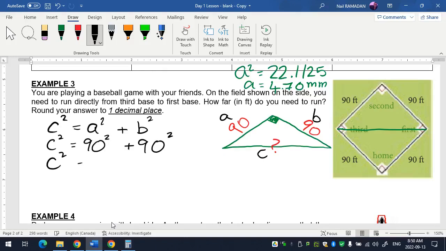So C squared equals, what's 90 squared? Well, that's easy. Forget about the zero. Well, don't forget about it. Just let it go for now. 9 times 9 is 81, so it's 81 with two zeros. So it's 8,100. Plus another 8,100. I'm going to do all the addition on one side. What's 8,100 plus 8,100? It's 8,000 plus 8,000, which is 16,000. And 100 plus 100 is 200. 16,200.